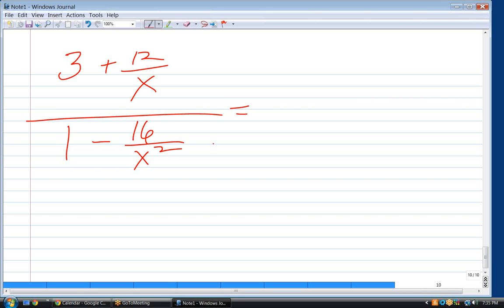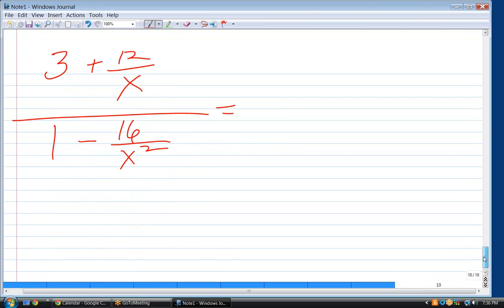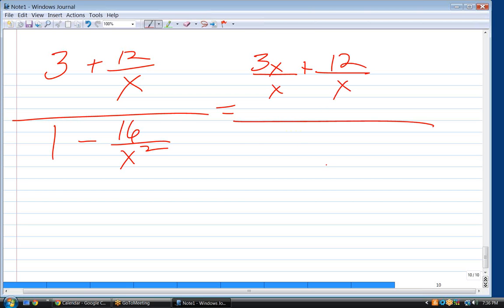We want to treat these separately. Let's work on the numerator. How do I add those two fractions together? Find a common denominator. Okay, which is? x. Okay. So 3x over x. Do the same thing to the bottom: x squared over x squared.